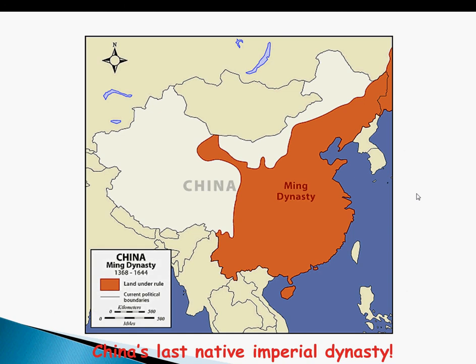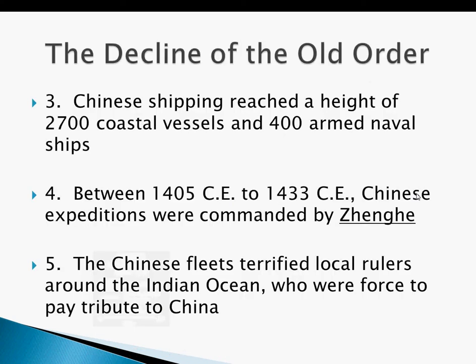This shows the Ming Dynasty and the land that they controlled, and they will have an influence on the folks in the Asia. This Chinese fleet will reach the coast of East Africa and establish some trading posts, but that will be short-lived.